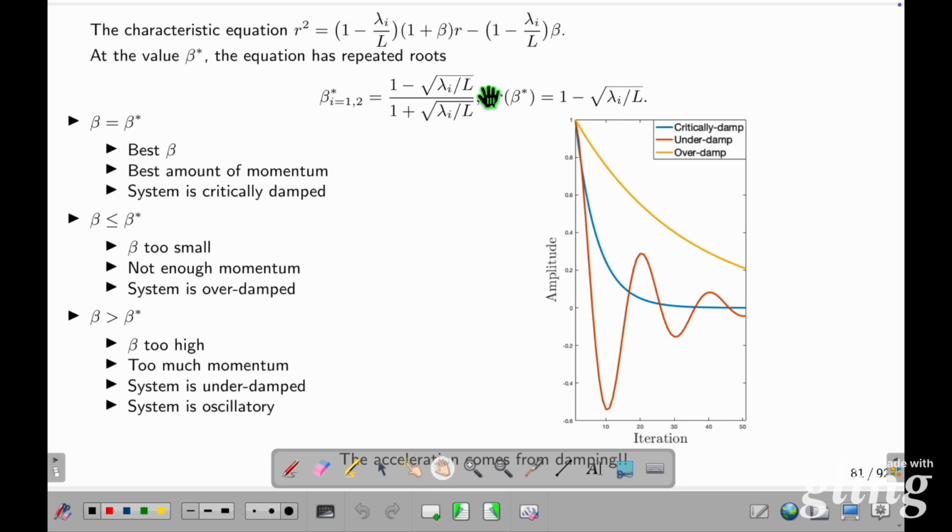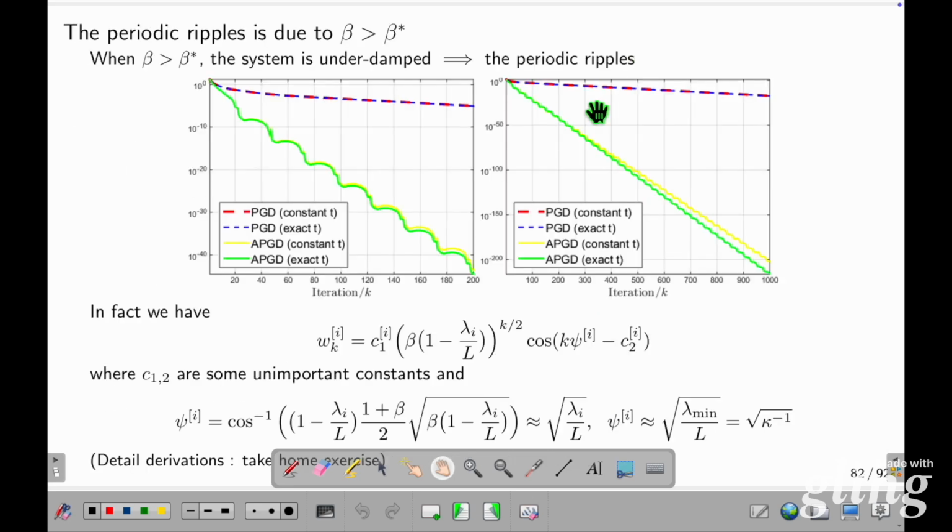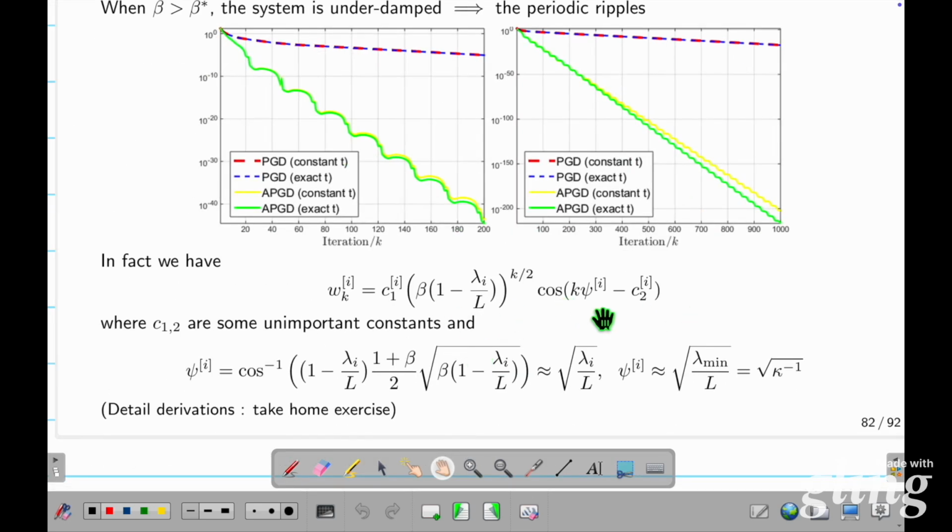Now, here's the thing. This is a second order ODE, right? And you know for a second order ODE, you can always write the solution as some sine cosine thing, right? This is the solution of the sine cosine thing. And this explains why there's a sine cosine thing here. So this is why you have this ripple. It's a wave. This explains why you run fast.